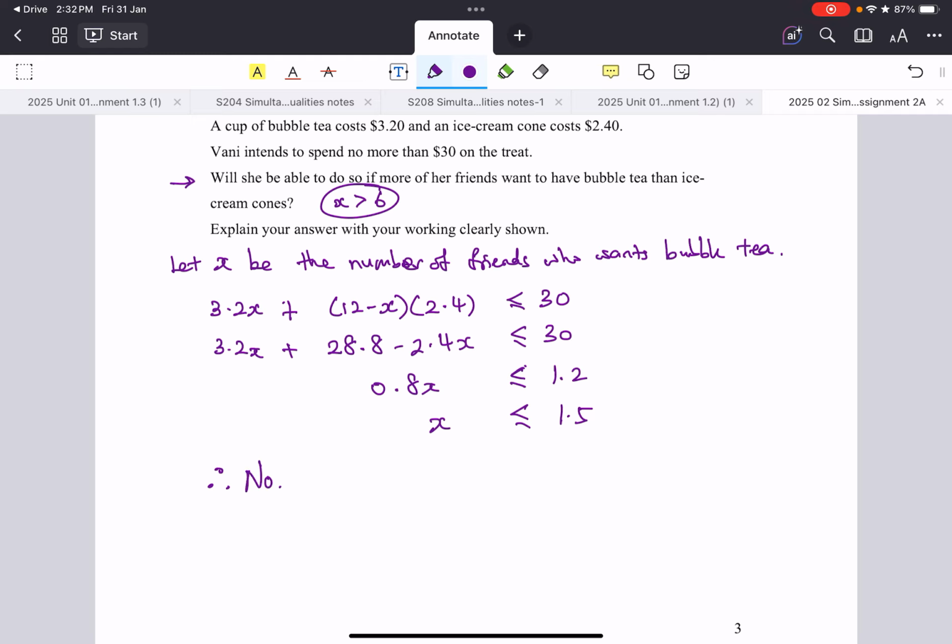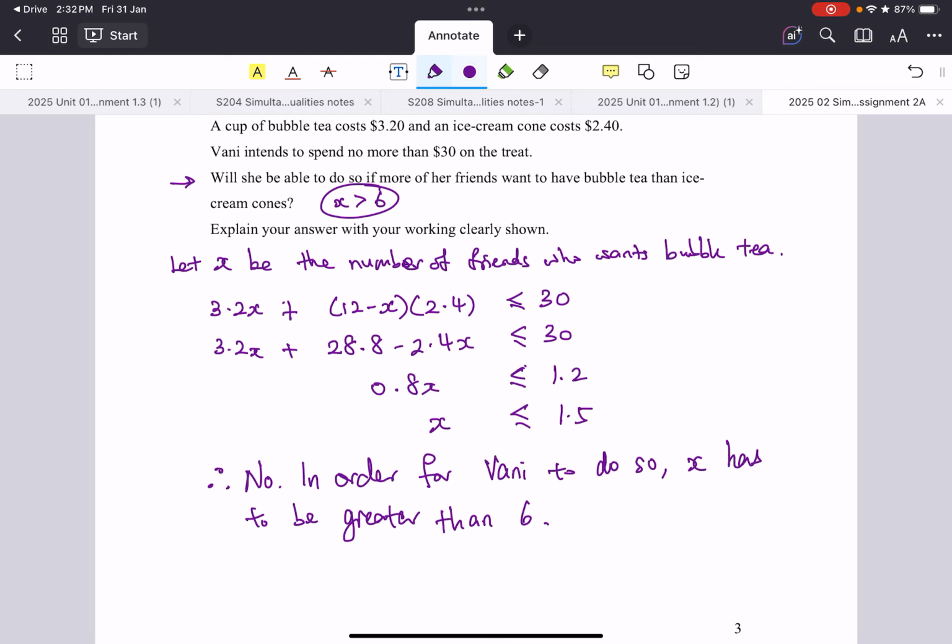So no, the answer is no. In order for Vani to do so, X has to be greater than 6.